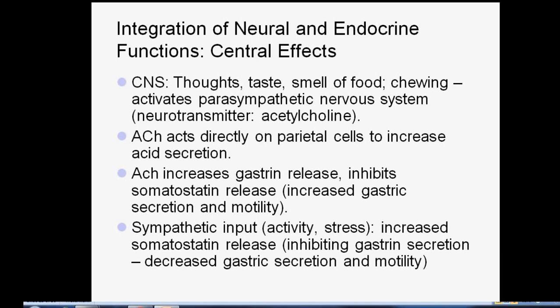When we see the sympathetic input, that activity or any stress increases somatostatin release, and it inhibits gastrin secretion. That means it decreases gastric secretion as well as motility. That means sympathetic inputs cause a decrease in gastric secretion and motility, while parasympathetic stimulation causes an increase in gastric secretion and motility. That means this has such central effects or central control.